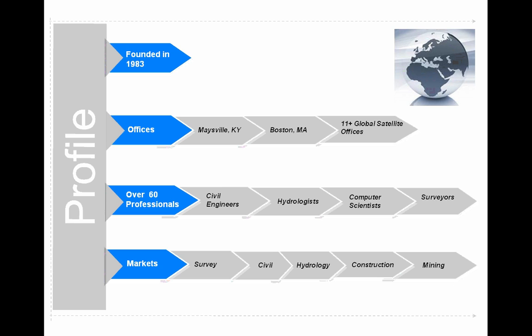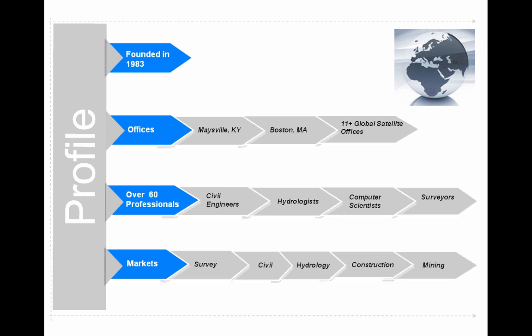Carlson Software has been around since 1983. For the Land Desktop folks and the Eagle Point folks, that's a key year because that's the same year that both of those companies were started by their respective owners. Carlson Software is based out of Maysville, Kentucky. This is about an hour southeast of Cincinnati. We have programming offices in Boston in addition to Maysville, and a number of satellite offices in other countries.